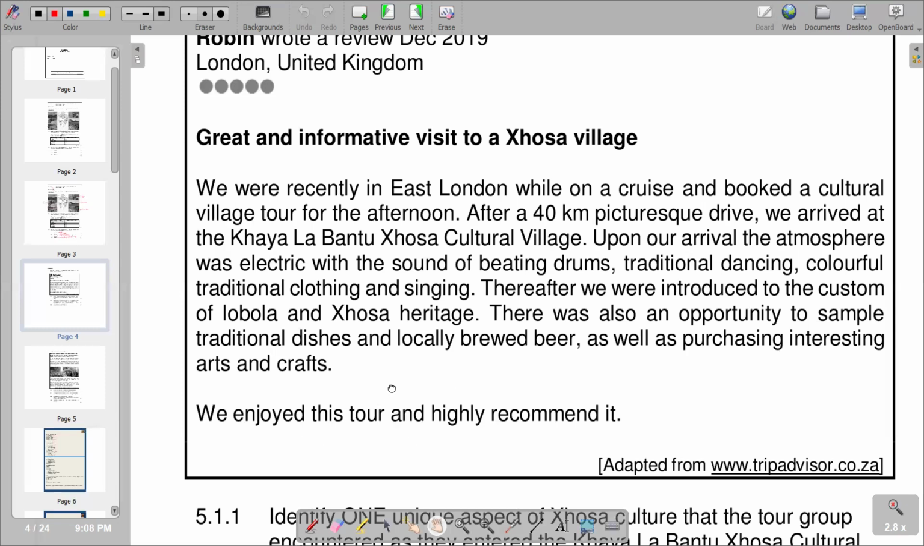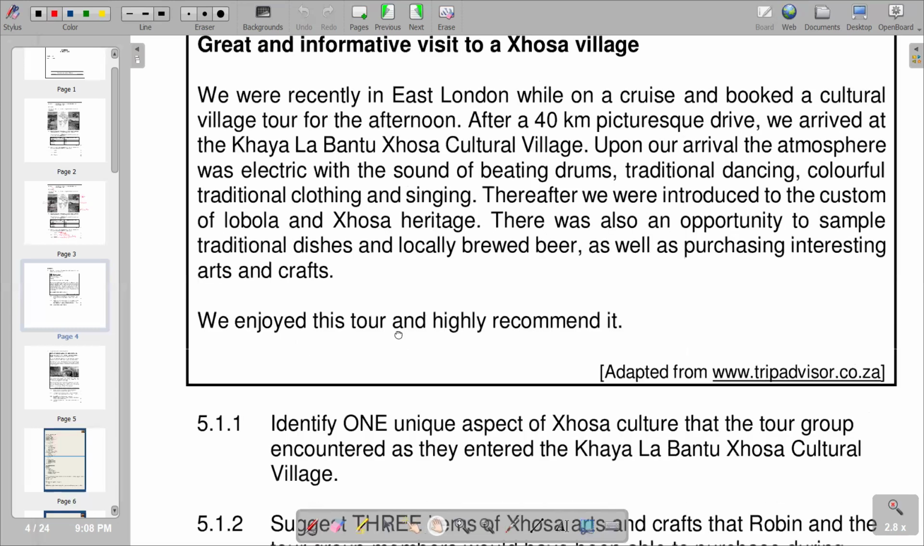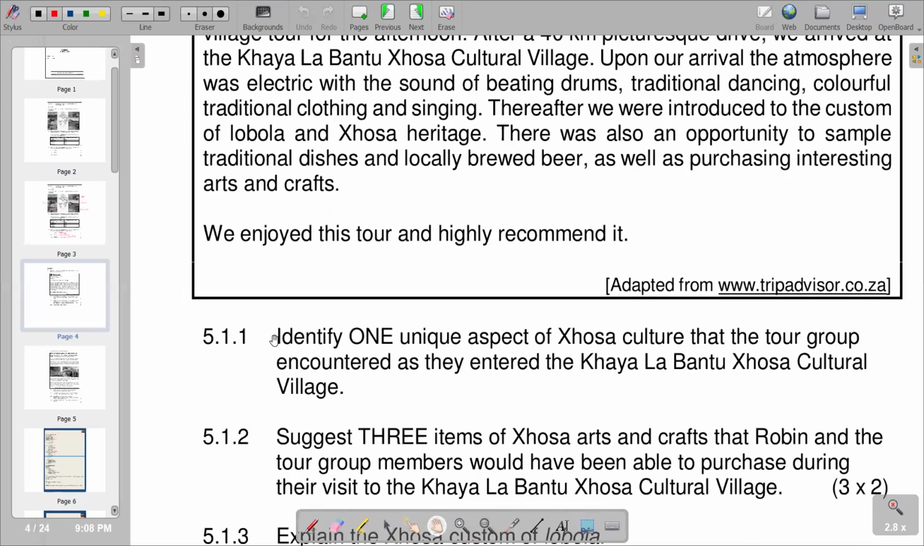So we have this information given, and then beneath that 5.1.1 reads, identify one unique aspect of Xhosa culture that the tour group encountered as they entered the Kaya Lendaba Xhosa cultural village.